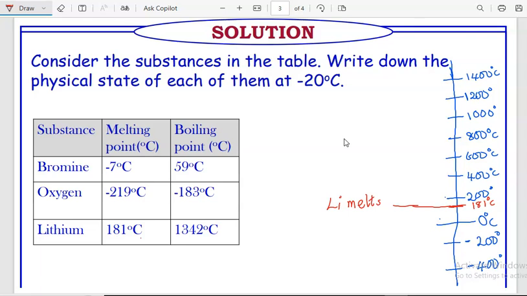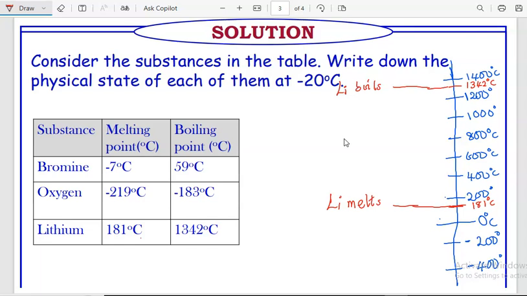So lithium melts at this temperature. All right, let's go to the boiling point. 1342 degrees Celsius. Yeah, so let's look at that. This is 1000 degrees Celsius, 1200, 1400. So 1342 will be around here. So I write 1342 degrees Celsius. So this is the temperature at which lithium boils. All right, let's come back and analyze it. This is the temperature at which lithium melts.